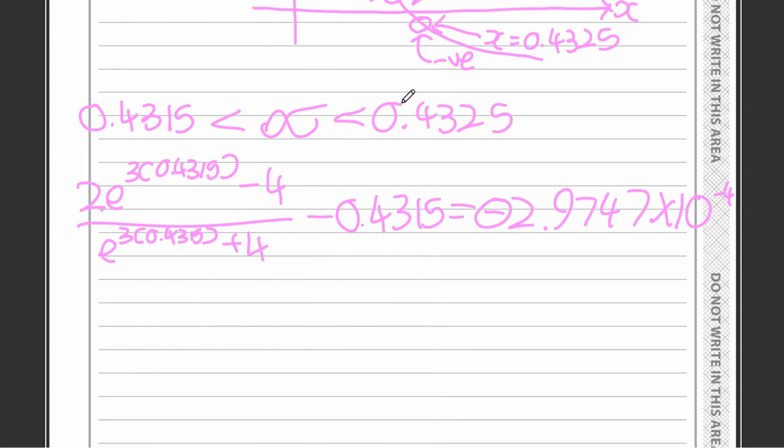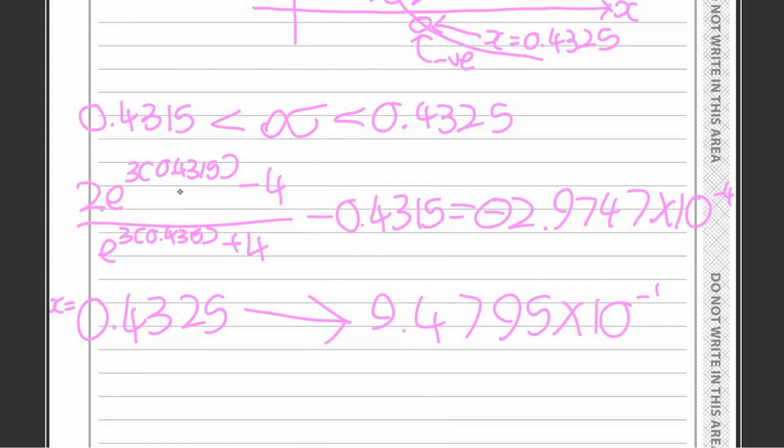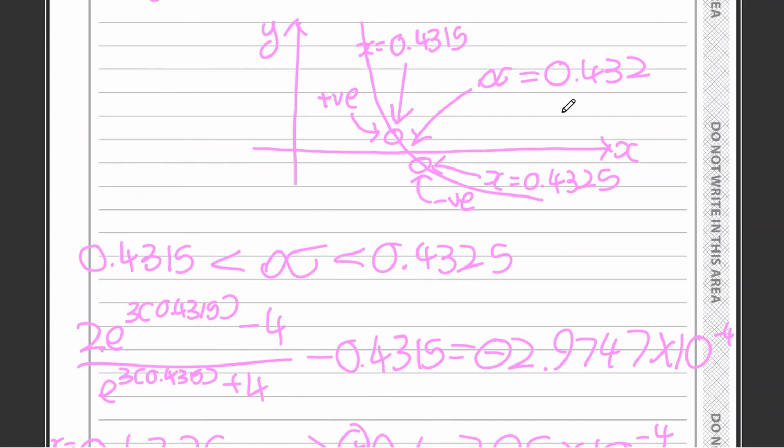If you do the exact same thing for 0.4325, I won't write it out because it's quite long, but essentially you sub in 0.4325 for x. If you do this, you get a value of 9.4795 times 10 to the minus 4, and this here is positive. So we can see that between 0.4315 and 0.4325 there is a sign change. It goes from negative to positive. So therefore somewhere in between this is equal to 0, and therefore this root, which is alpha, is in this interval.